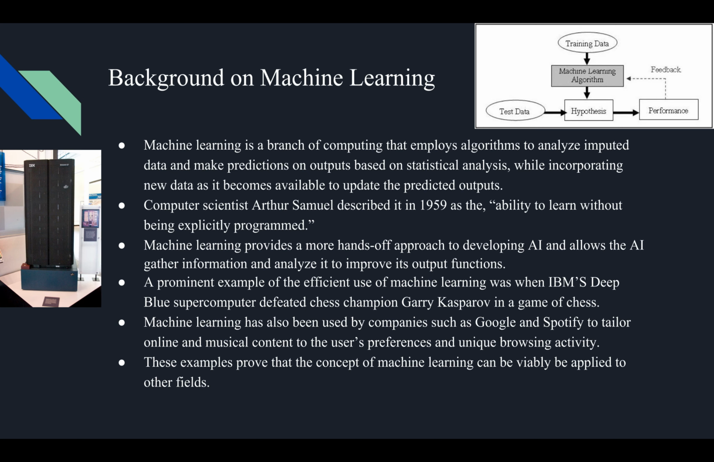Machine learning has also been used by companies such as Google and Spotify to tailor online and musical content to the user's preferences and unique browsing activity. In the case of Spotify, being able to make Discover Weekly or new releases playlists based on the user's preferences. These examples prove that the concept of machine learning can be viably applied to other fields.